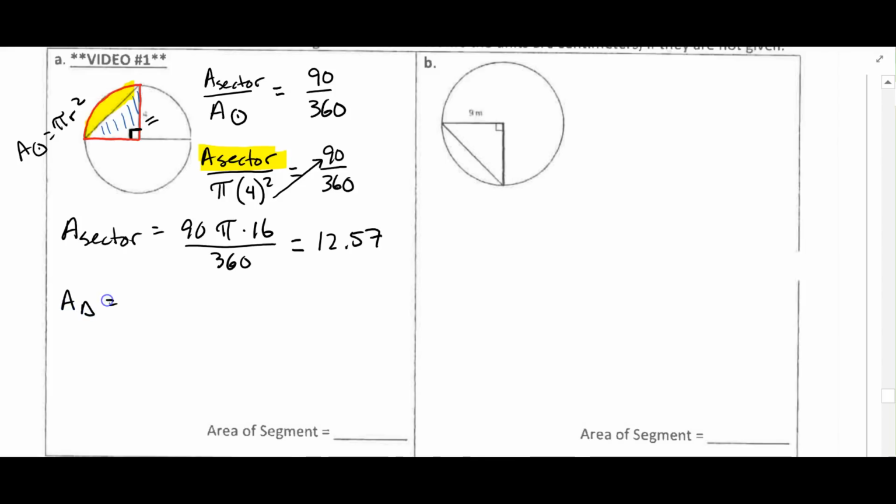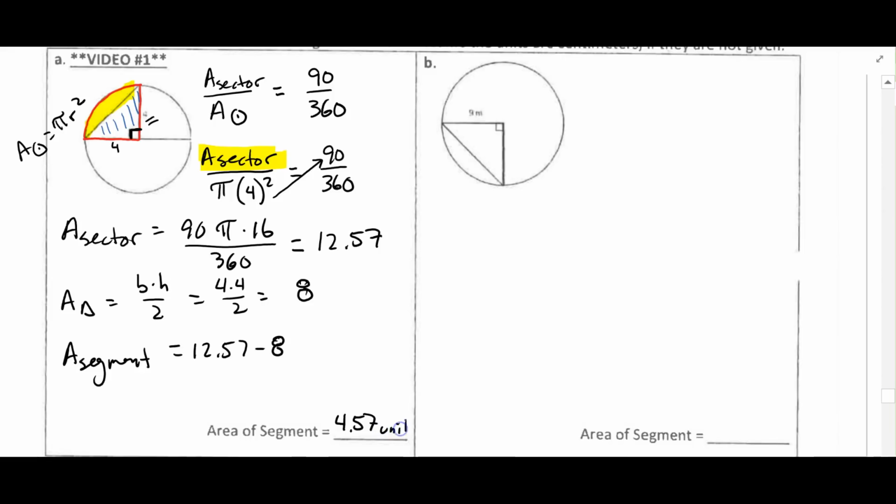And then the area of the triangle is base times height divided by 2. So this base here is 4 because it's also a radius, and the height here is 4. We like right triangles because we can use the two legs as the base and the height. So 4 times 4 divided by 2, which is 16 divided by 2, which is 8. So then the area of the segment becomes 12.57 minus 8, which is 4.57, and we'll just call it units squared since it's area.